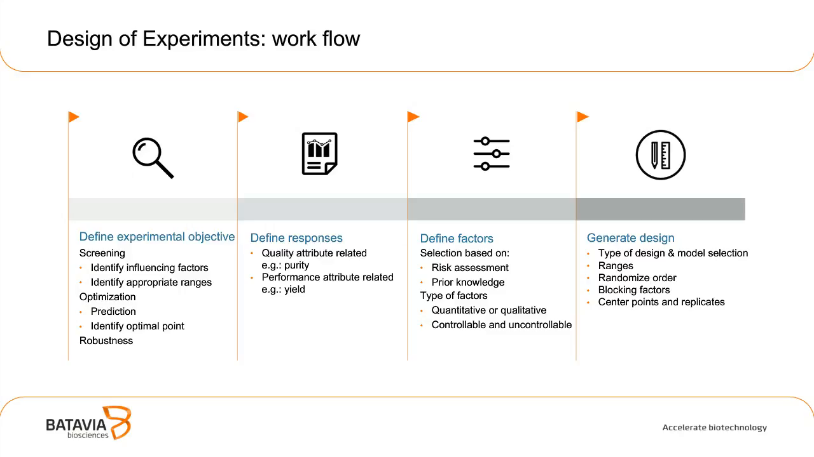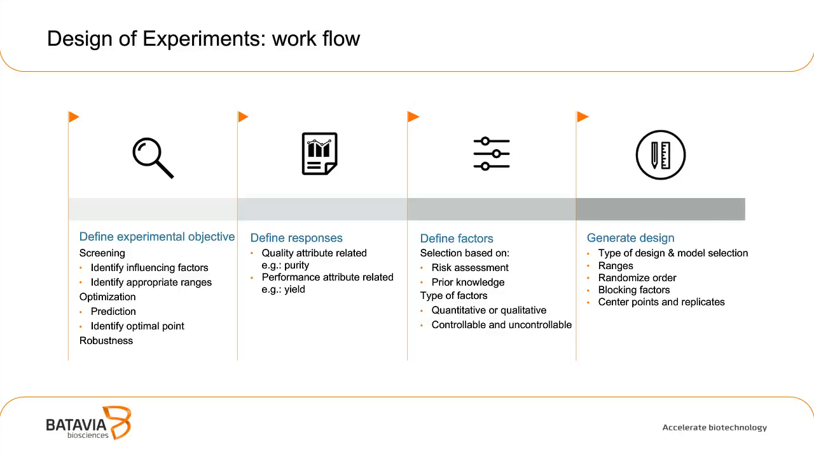You have to think about the ranges of the factor. So what are the values you want to put in your design? The order of the experimental runs you're going to do. Blocking of factors, and I will talk about that later. Do you want to include center points? Are you going to replicate some of the runs? All those things you have to think about when you generate your design. The next few slides will therefore tell you more about generating a design.